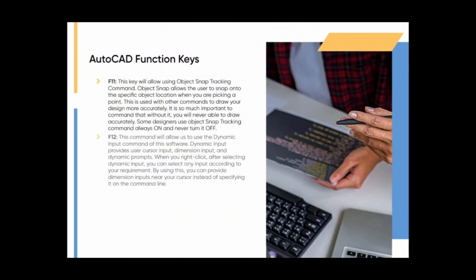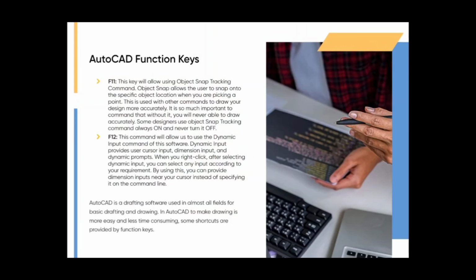F11. This key will allow using object snap tracking command. Object snap allows the user to snap onto the specific object location when you are picking a point. This is used with other commands to draw your design more accurately. It is so important a command that without it, you will never be able to draw accurately. Some designers use object snap tracking command always on and never turn it off.